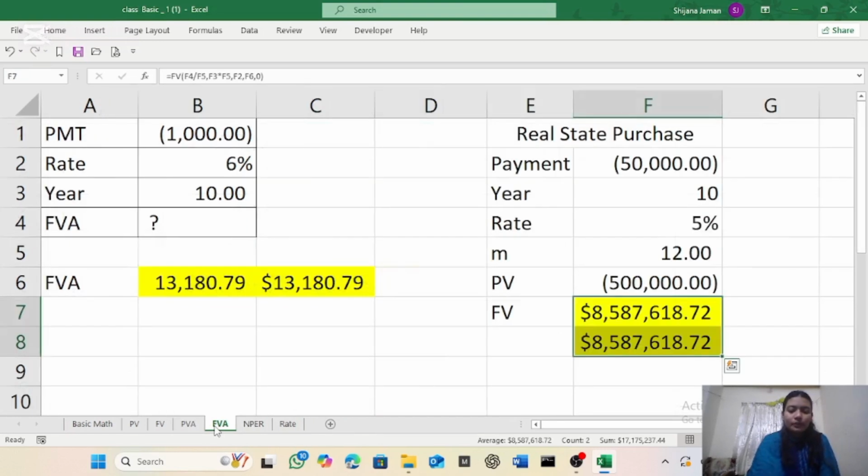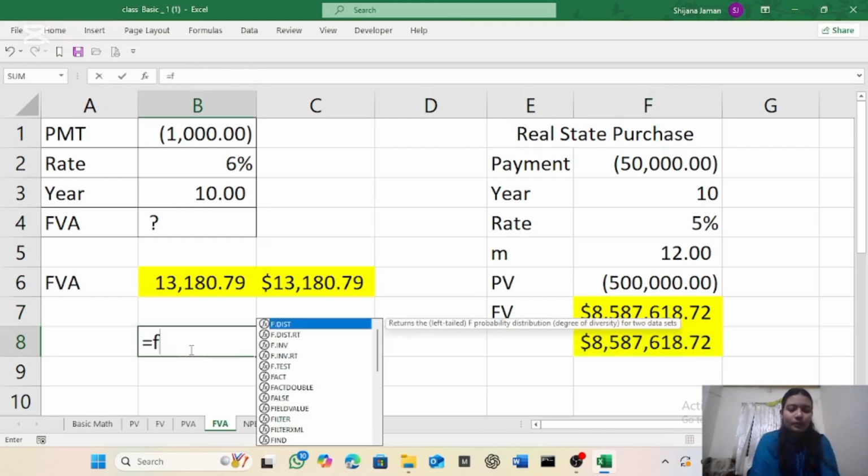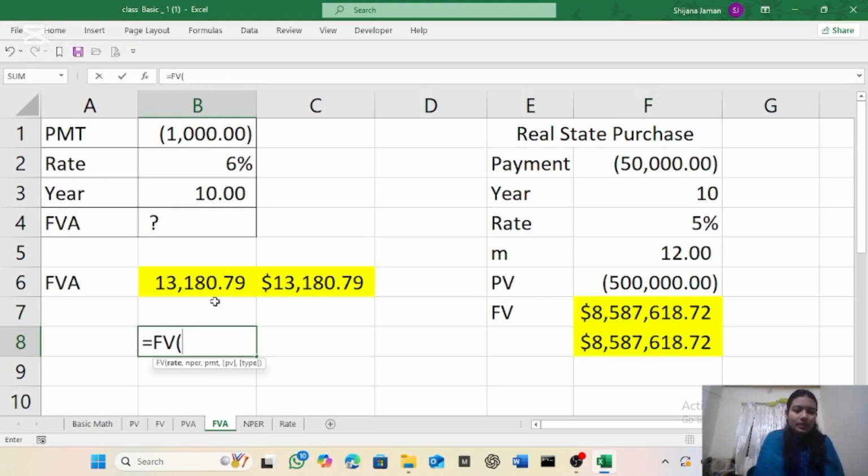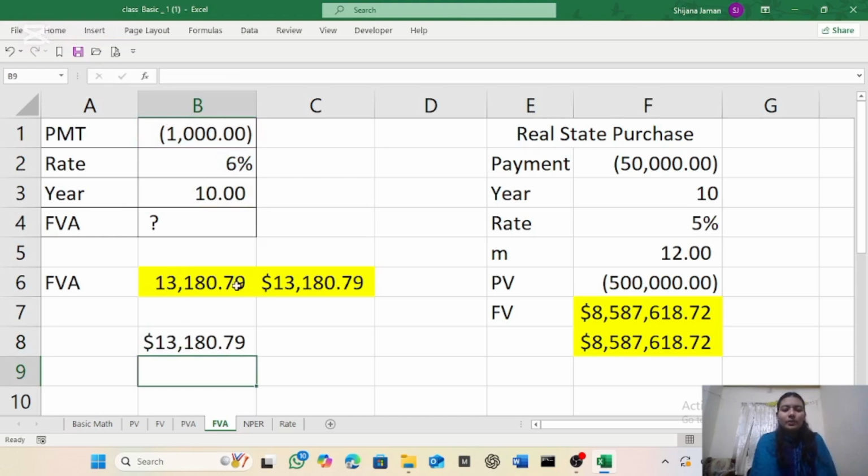Now we are calculating future value annuity. So first of all, for this project it is given that payment is 1,000 negative figure, rate 6%, 10 years. So future value, equal FV, rate 6%, comma, NPER 10 years, comma, payment, choose payment, comma, present value, there is no present value, that's why present value would be 0, comma, type would be end of the year, bracket close. Yes, this is our future value annuity for project 1.